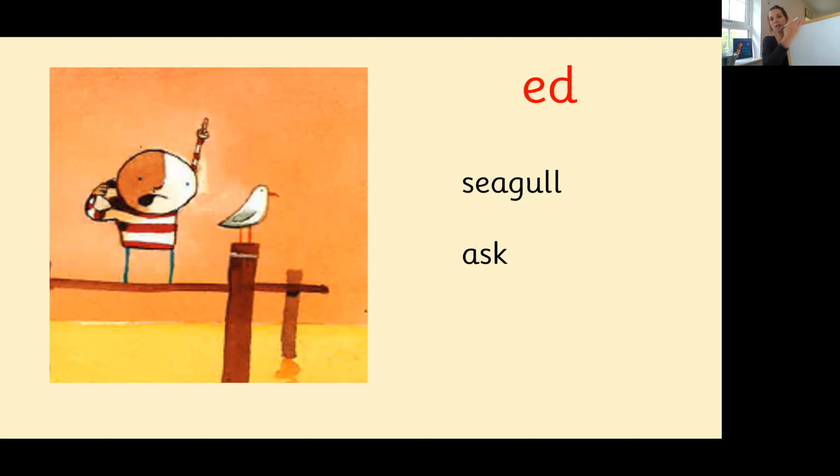Okay, let's do this one together then. So we're going to go with, over. What did he do? He asked the seagull to help. He asked, and what do I need to add on to the end? Ed. He asked the seagull, and look, we've got that long E sound there in seagull, haven't we? He asked the seagull to help, full stop, capital letter.